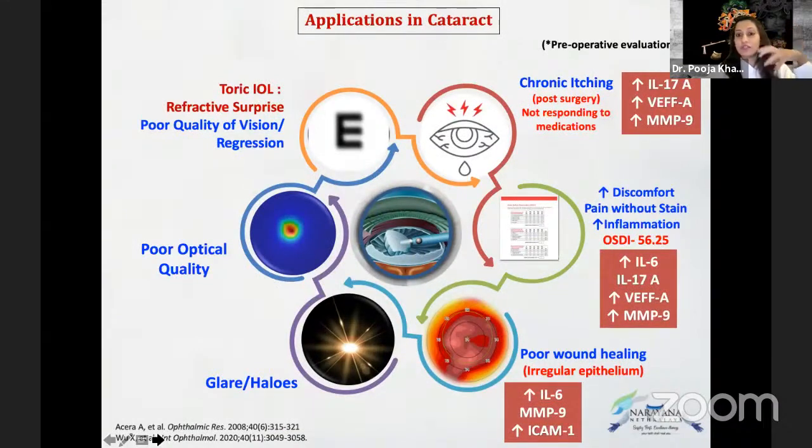Now, there are a lot of patients who post-surgery complain of chronic itching, burning, discomfort, whatever treatment you give, it doesn't go off. A lot of discomfort, pain without stain, inflammation, which leads to poor wound healing, irregular epithelium, and which might lead to poor optical quality. And if you have done a toric IOL for this patient, it might land up in a refractive surprise or a poor quality of vision or regression as well. So these are the patients whom we are dealing with. They have a lot of nociception in the eye, a lot of abnormal markers in the eye.